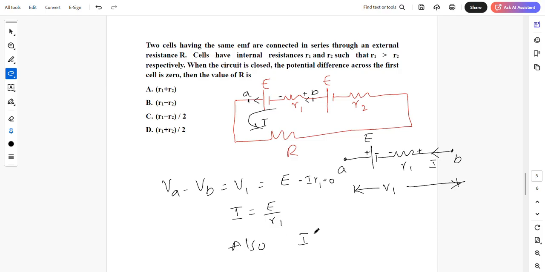Also, what is I equal to? Total voltage divided by total resistance. What is the total voltage here? It is 2E. 2E divided by total resistance, which is R plus R1 plus R2.